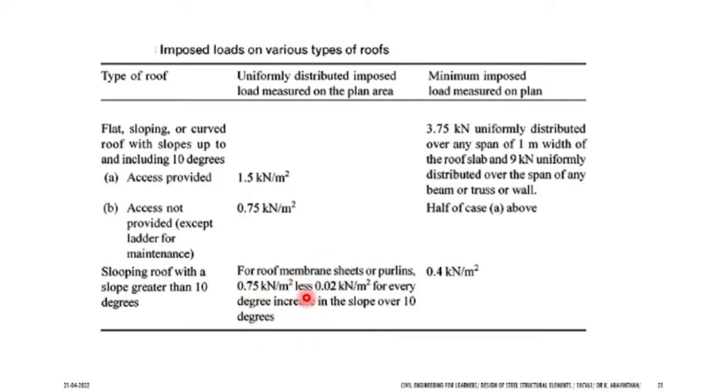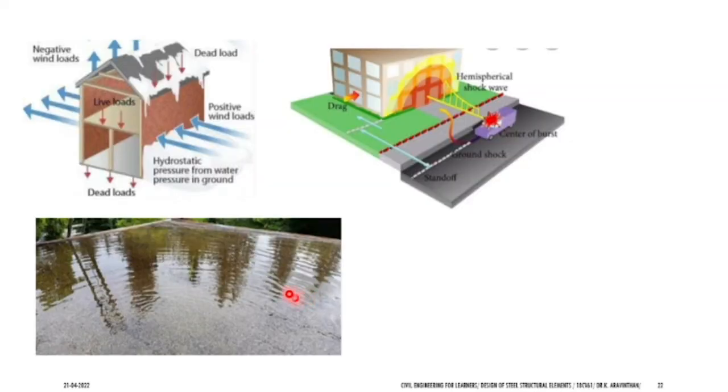The thing is, when you are designing your structure, all the floors will have the live load. The roof floor will not have the live load. Instead of that, what should be the load which is added? Roof load is required, and at least 1.5 kilonewton per meter square you have to consider. Okay, these are some of the examples.